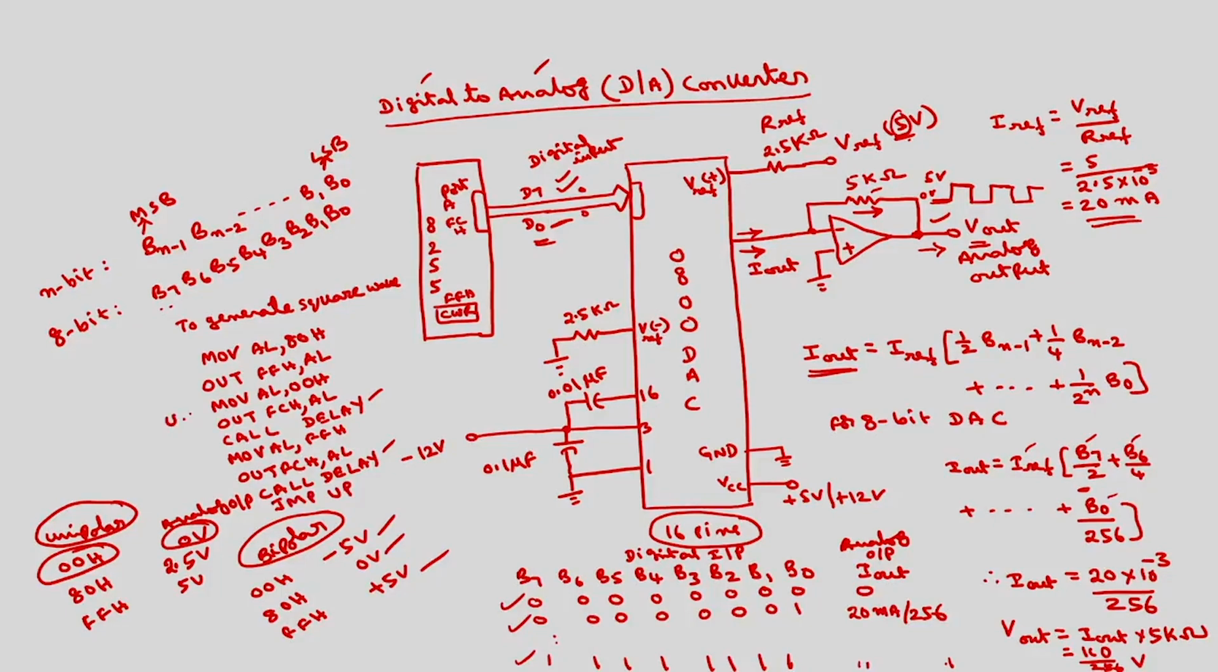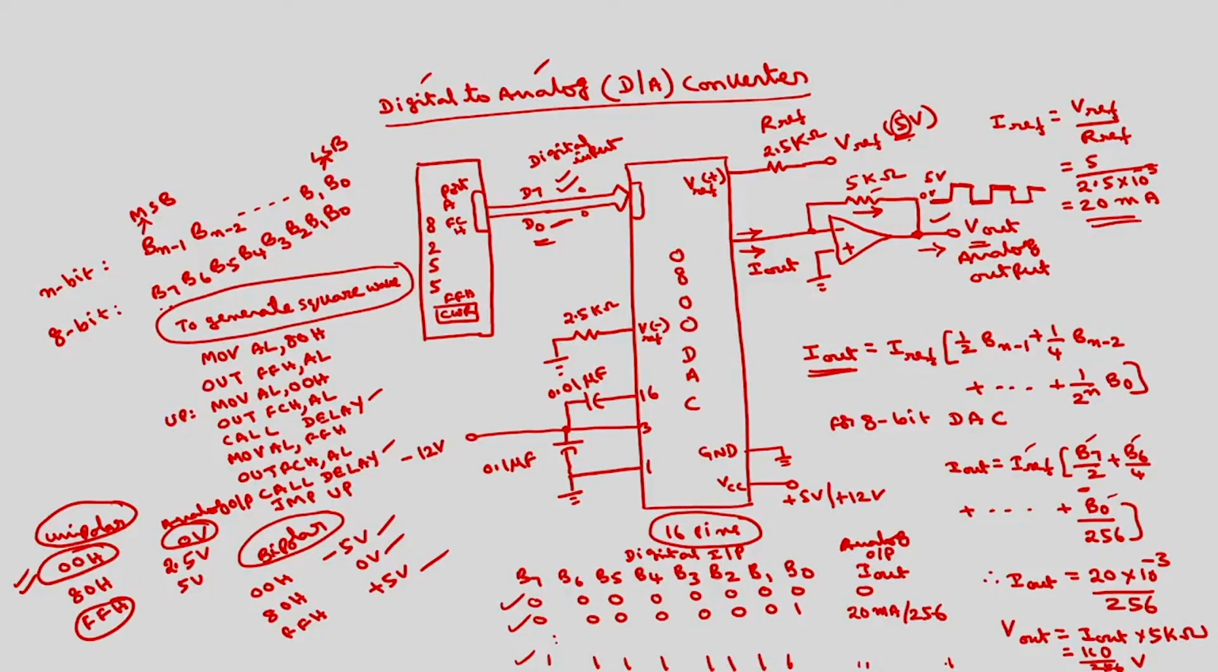Again you will take AL with 00, FF. We will take only these two values. Alternatively we will take 00, FF, 00, FF. So we will not use any other intermediate values. Because of that we will get only either 0 volts or 5 volts. So this delay time is going to decide the frequency of this square wave. So this is how we can generate a square wave using the D to A converter.